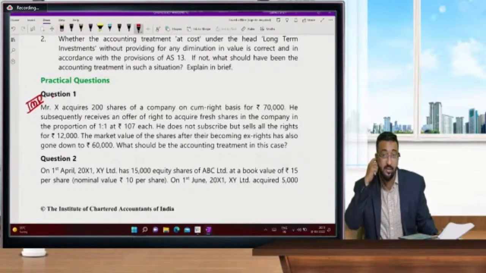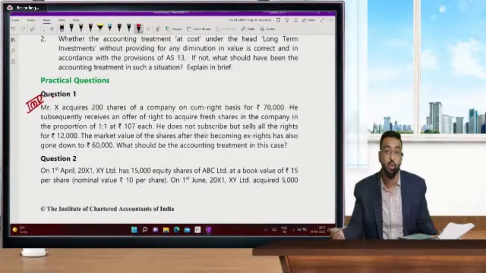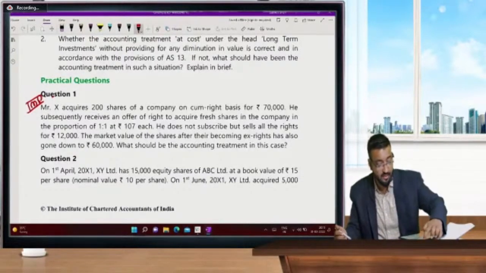Mr. X acquires 200 shares. Now please understand this concept.